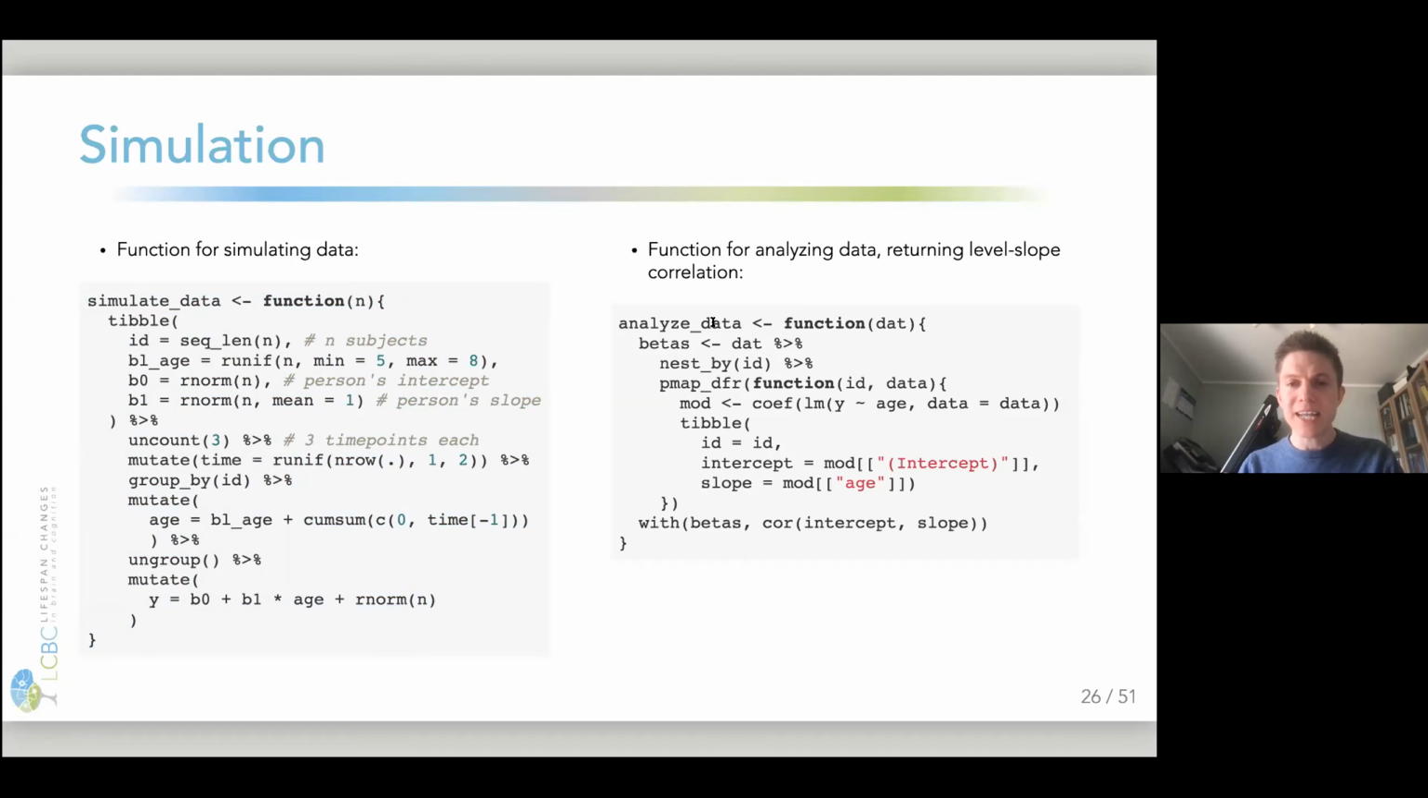And then I have a function which analyzes the data. That's my other wrapper. And this function is exactly like the code I showed you previously for returning this correlation between intercept and slope.